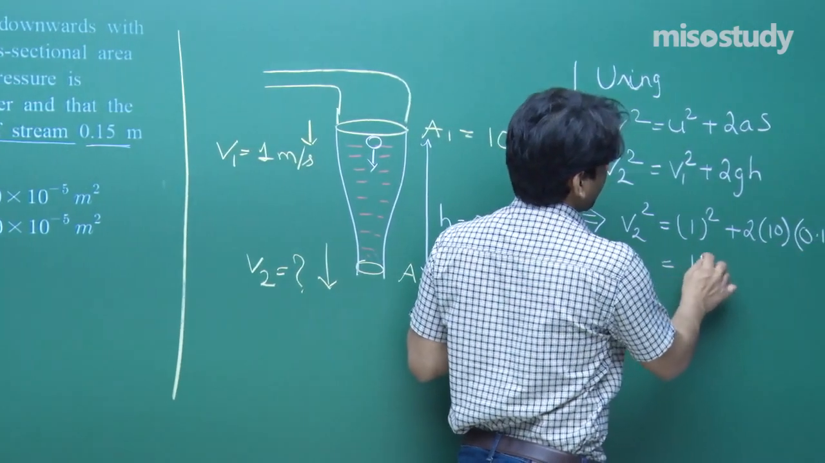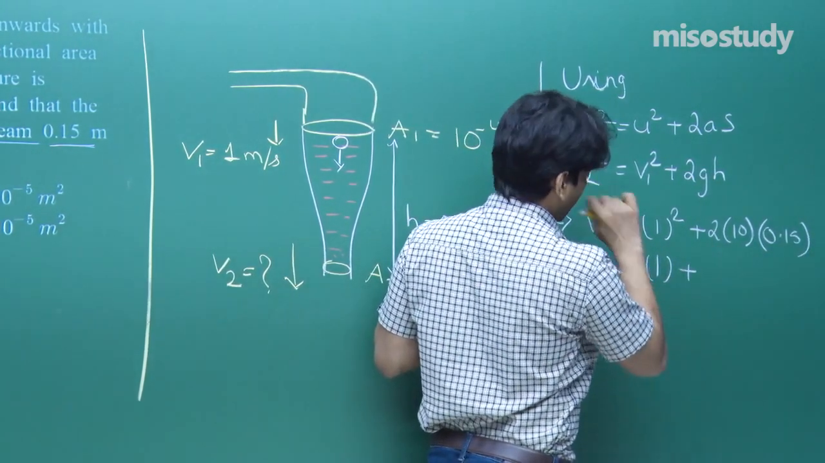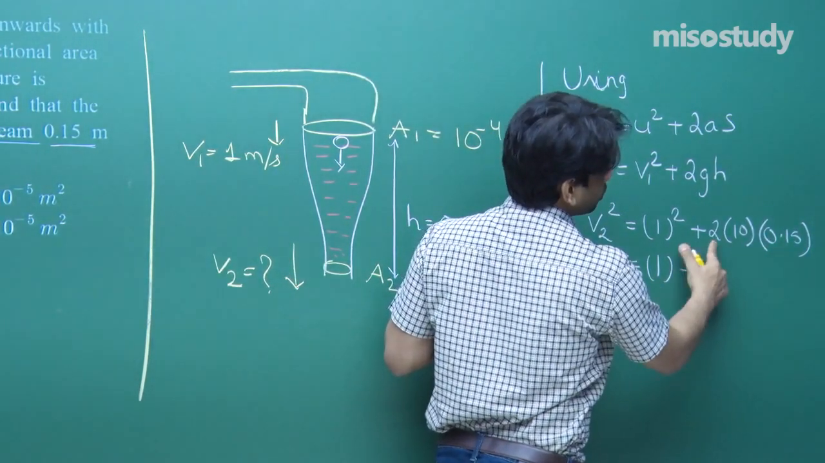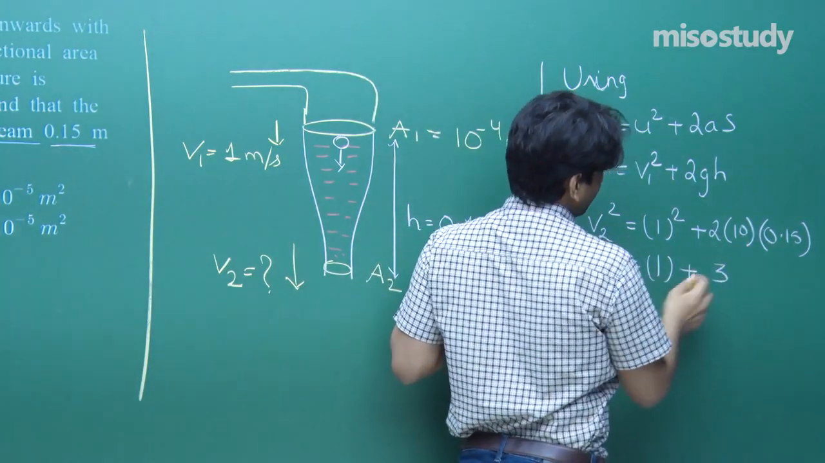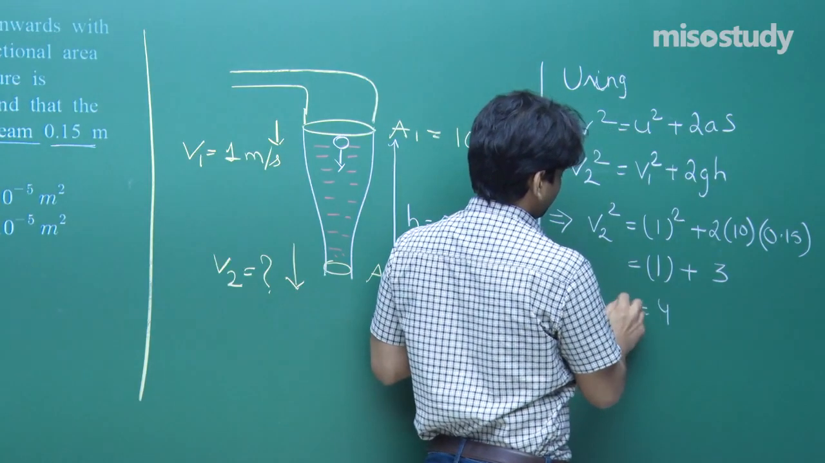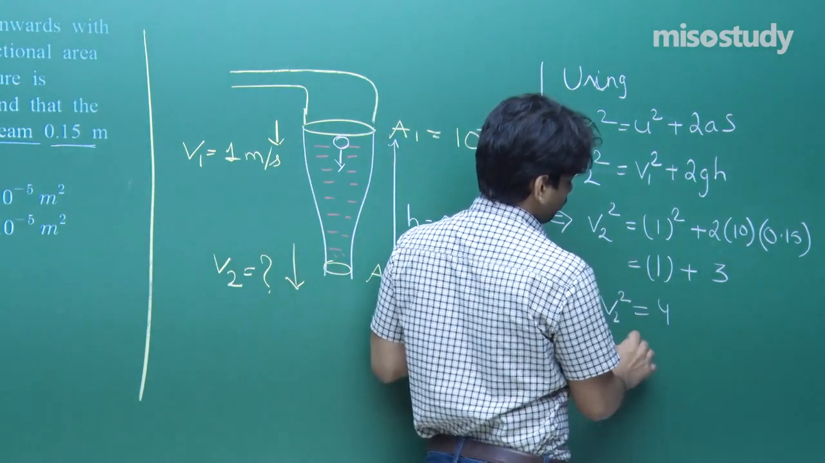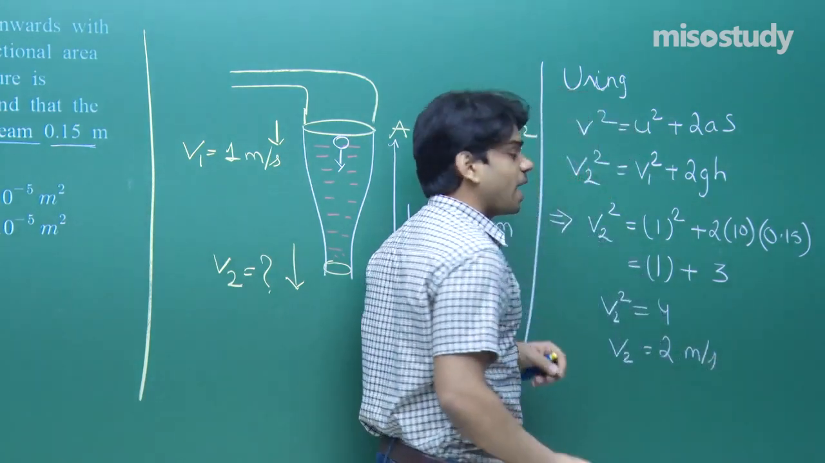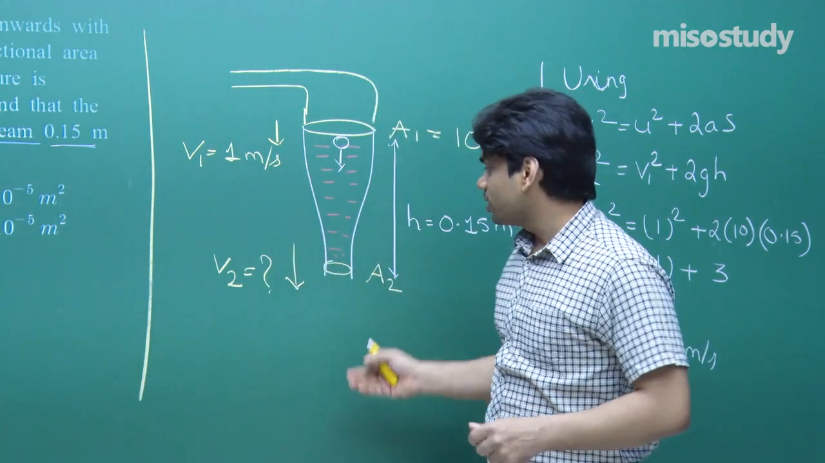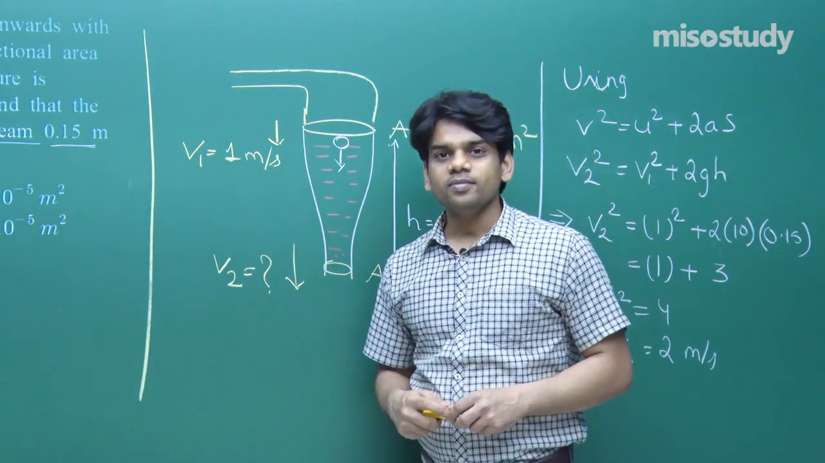So this will come out to be 1 plus 1.5 into 10. You see here, 2 into 10 is 20, or you can just take 1.5 into 2, that is 3. So this will come out to be 4. V2 whole square is 4. So V2 will come out to be 2 meter per second. This is the value of the speed of the stream of water at its lowest point.